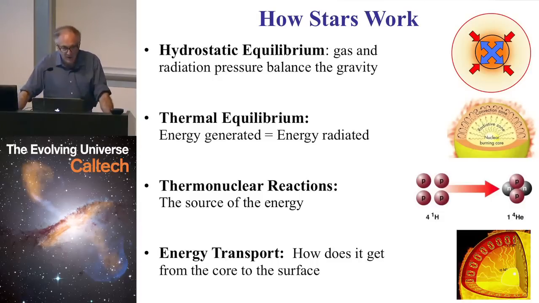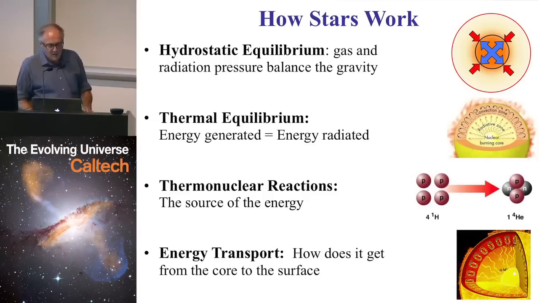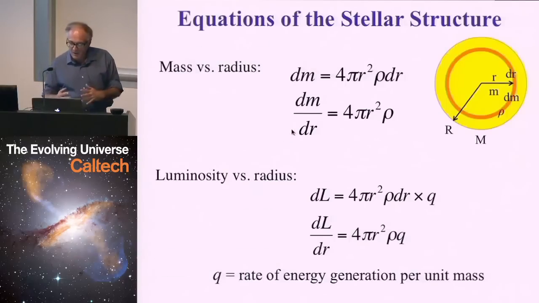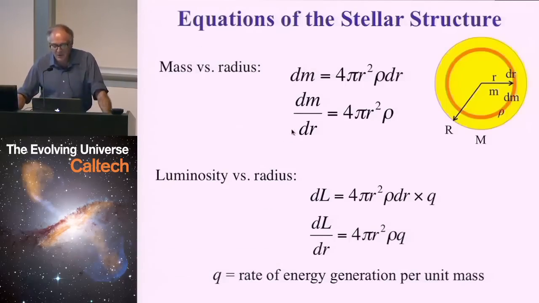The origin of the energy are the thermonuclear reactions, fusion of lighter elements inside the stellar core, which is hot and dense enough for that to happen. And then finally, that energy has to get out somehow, and that's known as the energy transport. So these things are encapsulated in what's called the equations of stellar structure. And in a somewhat simplified version, it goes like this.